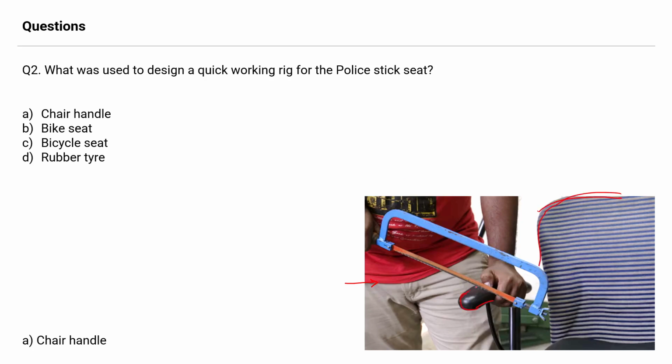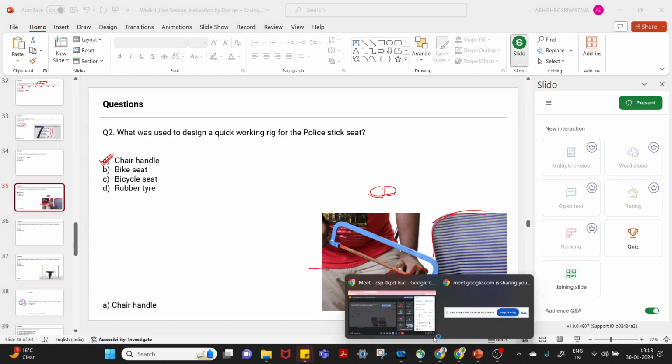This was the handle of the chair, and it was cut. So both the handles were cut. They were joined together to make the quick working rig. Right, the correct answer is chair handle. Well done. I'll just take a look at the screen if there are any questions up there.